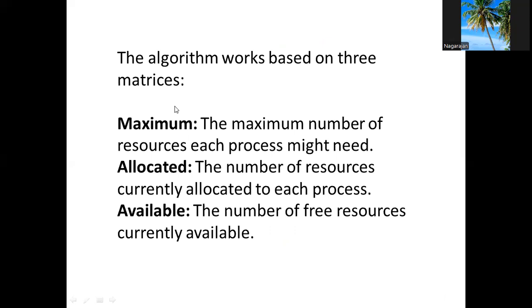The algorithm always works based on the following matrices: maximum, allocated, and available. First, the maximum is the maximum number of resources each process might need to complete its task. Allocated is the number of resources currently allocated to each process. And available is the number of free resources currently available. For example, if the number of resources available is 5 and the need is 4, it's okay. That means it avoids deadlock by default.